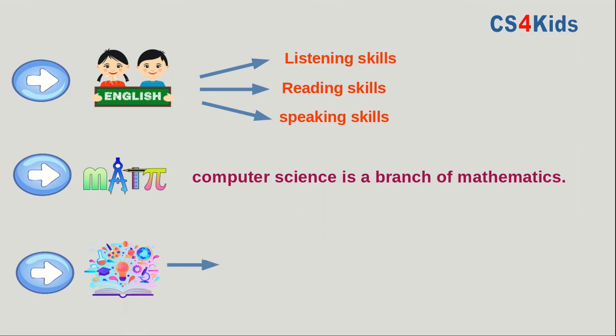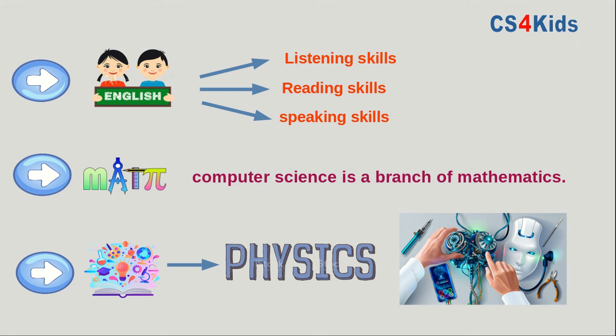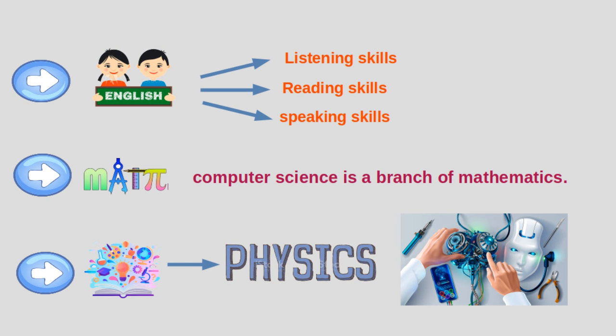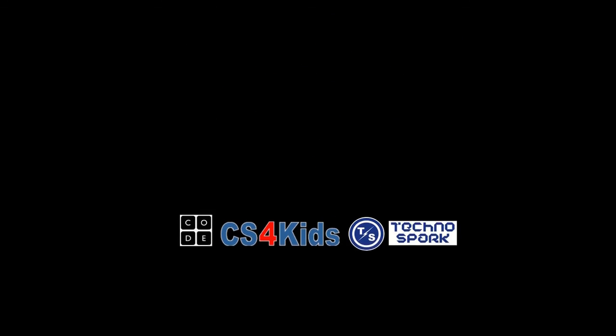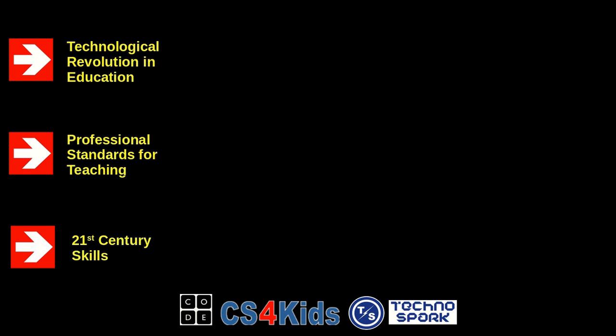Finally, we can relate the study of computer science to the study of other subjects. Take physics, for example. We use physics principles in robotics, which is taught at the more advanced stages of our curriculum. We prepare our students for the technological revolution in education, as we use professional standards for teaching while helping equip children with 21st century skills.